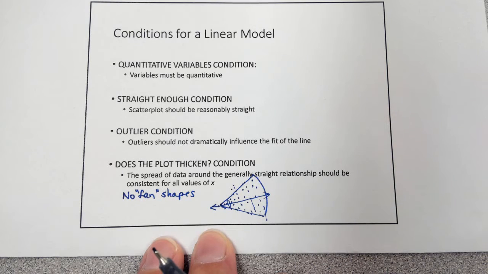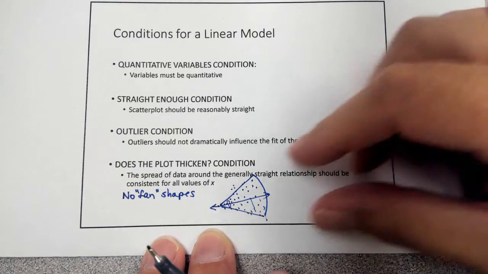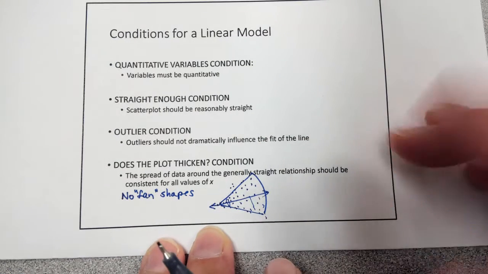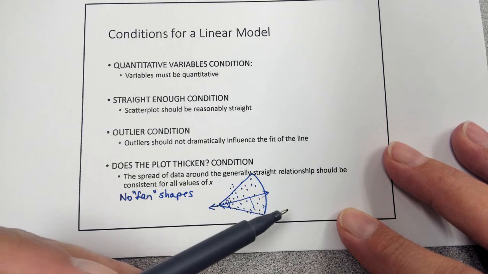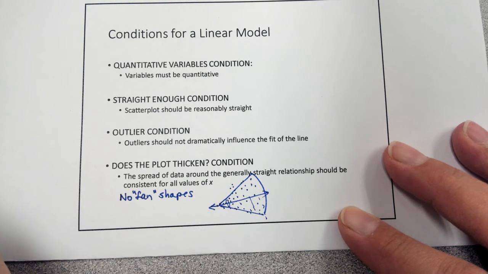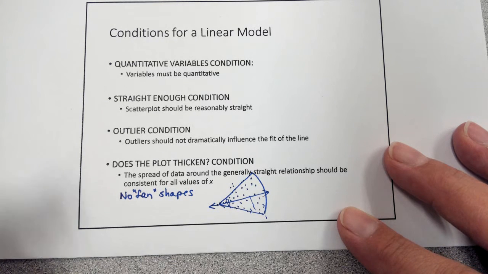Fan shapes are bad because they really aren't appropriate for a line to go through them because there's so much spread on one side. If you get the mirror image of that and it's really, really spread out on the left and then tightens up on the right, it's the same deal. It's still a fan shape, and that's not good. That's not appropriate for a linear model. So you really want a nice, as compact as you can get, straightish bundle of points that you can put an oval around. The longer and skinnier the oval, the better it is.